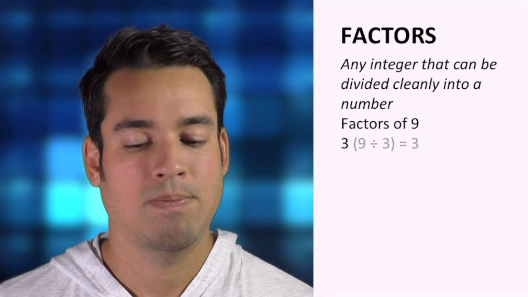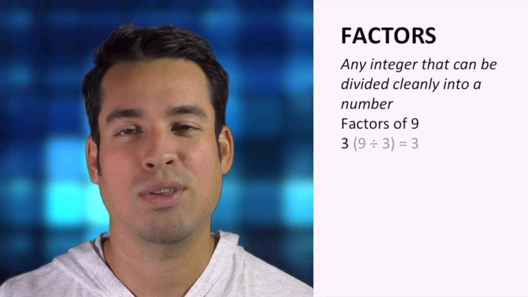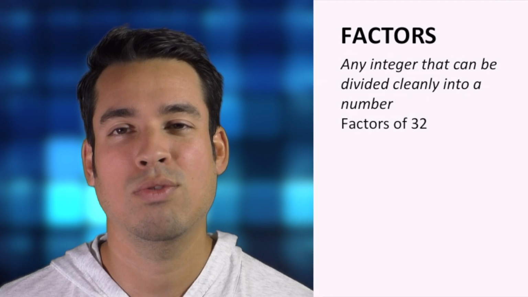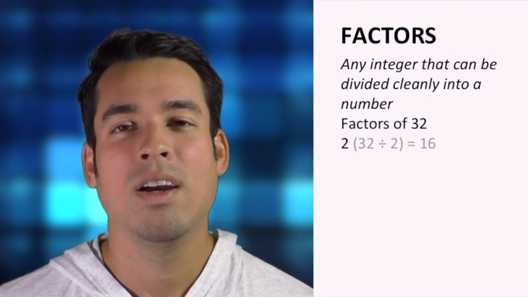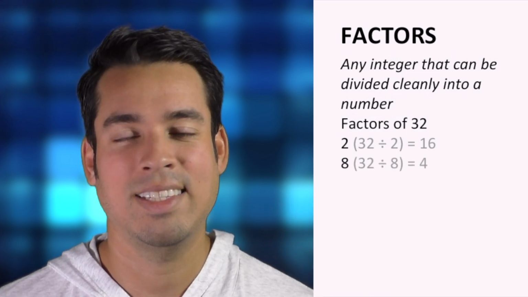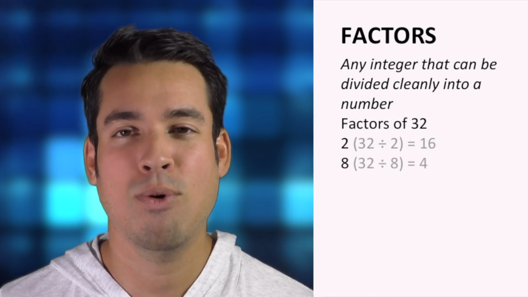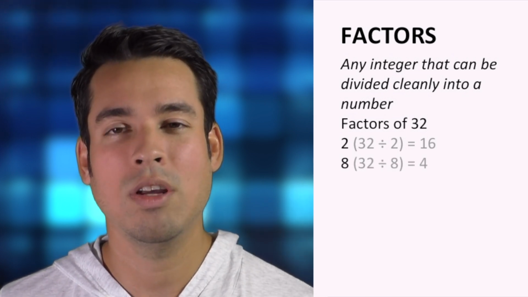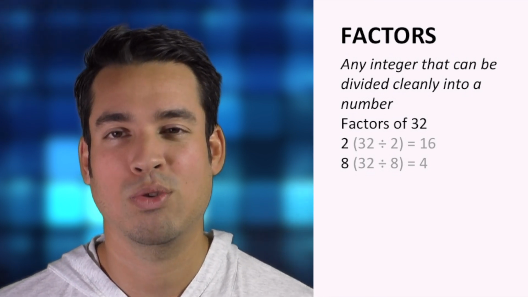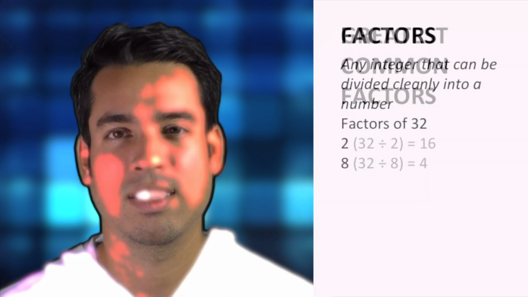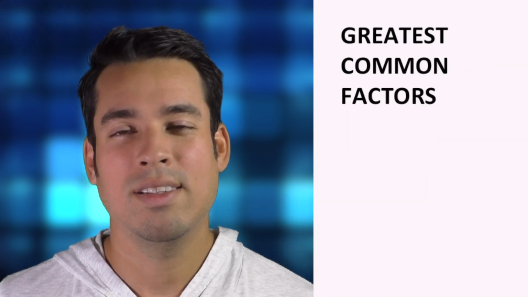What about factors of 32, right? A factor of 32 would be 2, because it can go in 16 times. Another factor of 32 is 8, because that can go in 4 times. So you see, these are all numbers that can be divided cleanly into the starting number. Those are all factors.